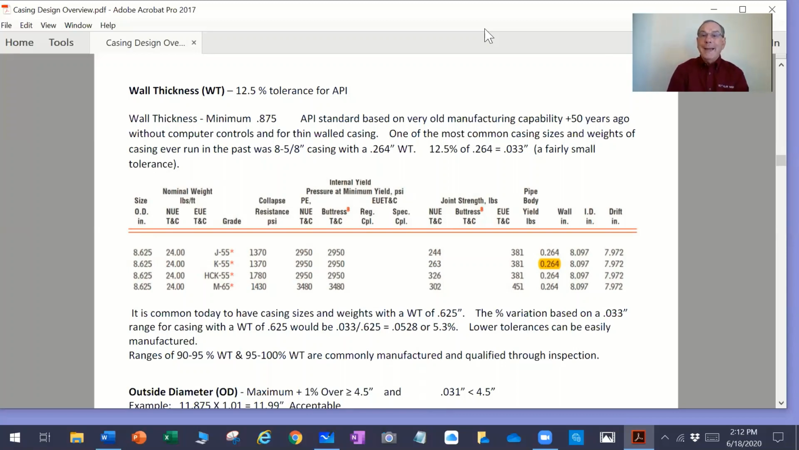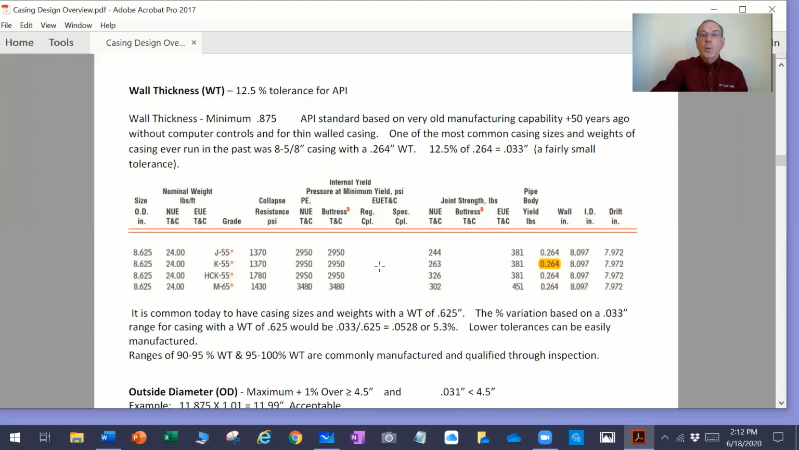One of the most common casing sizes and weights of casing that has ever been run is 8 5/8 casing with a 0.264 inch wall thickness. In fact, I put the specifications for that down here. That was pretty typical surface casing for, I'm gonna call it, thousands of wells out in the mid-continent US and West Texas, where they would set 8 5/8 casing, surface casing at 500 feet, and then drill to TD and run production casing. So that's probably the most common casing size that has ever been run in terms of footage.